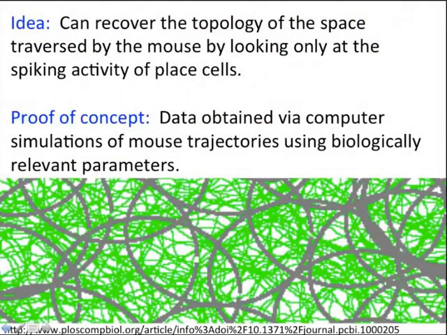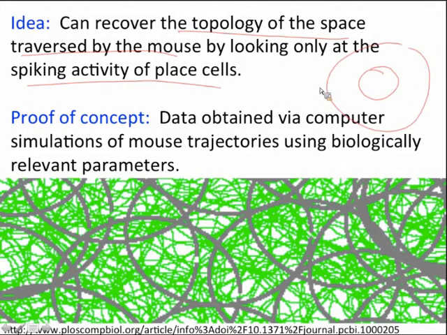So the idea, again, is that we can recover the topology of the space traversed by the mouse by looking only at the spiking activity of place cells. Unfortunately, at the time this paper was published, the biological data did not give full coverage. If I want to detect a hole, and my mouse only travels in this region, I'm not going to detect the hole. So we need sufficient coverage of the region in order to detect its topology, and there just wasn't enough biology data at that time.